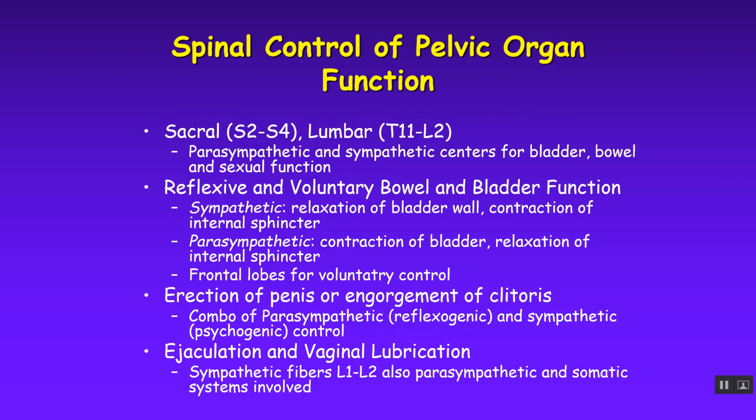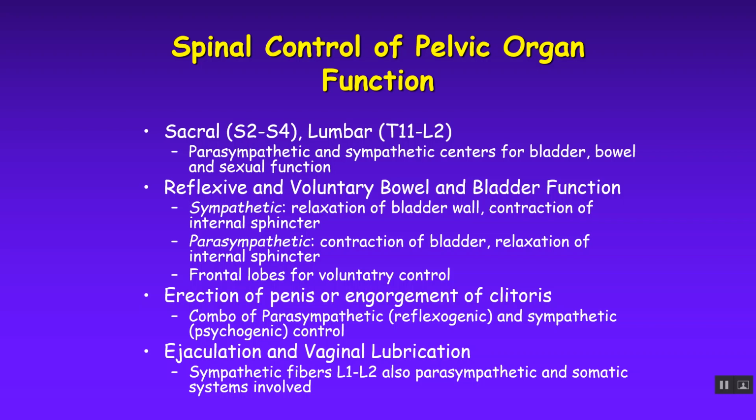Spinal control of pelvic organ function. Let's talk about this real quick. So this is pelvic organs, right? S2 to S4, that's the parasympathetic control of your pelvic organs. And then the sympathetic comes from the segments of T11 to L2, okay? This is where you get your control of bladder, bowel, and sexual function. This is your sympathetic and parasympathetic control of those primary functions.